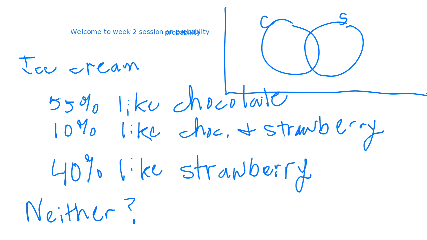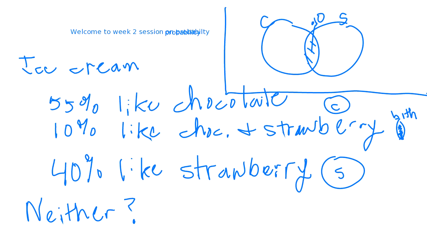Now, let's just start with our numbers. The 55% that like chocolate is in this whole circle, the whole chocolate circle. And the 40% that like strawberry is in this whole circle. But the 10% that like both is in this part right here, the intersection. This is both, and that's this little sliver right here. So in that little sliver is 0.10 or 10%. That's chocolate and strawberry.